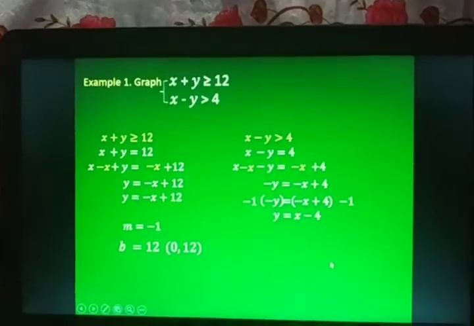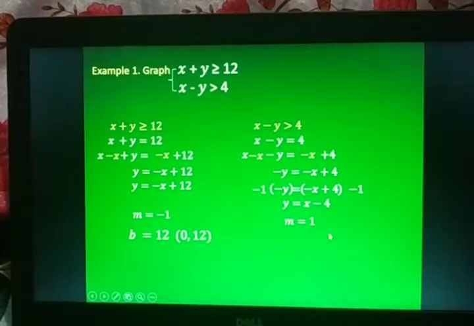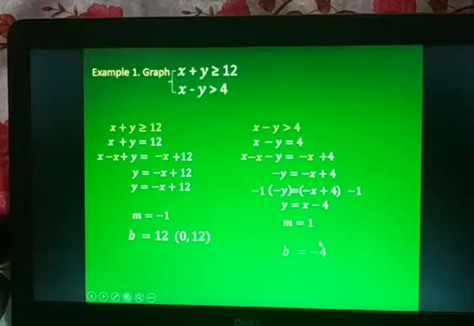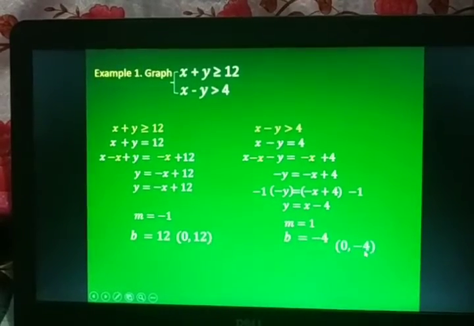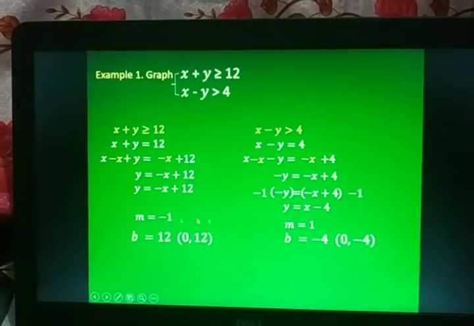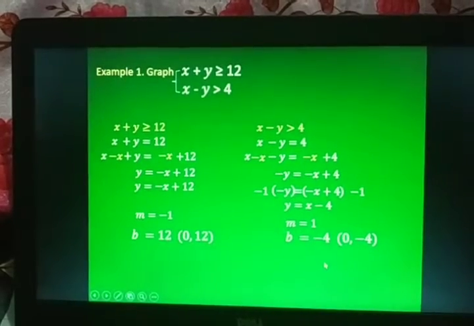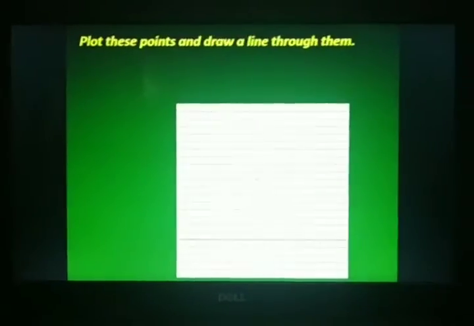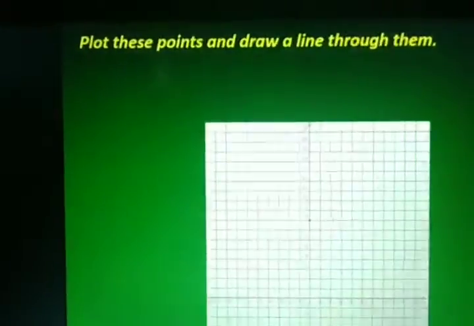Then get the slope. Slope is positive 1, which means x is positive. And then the y-intercept is negative 4, or that's 0, negative 4. Using these points, let's graph. The graph of a system of linear inequalities in two variables is a half plane. So, we'll plot these points and draw a line through them.